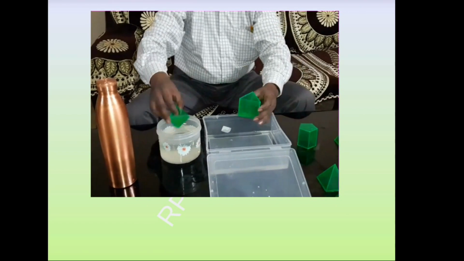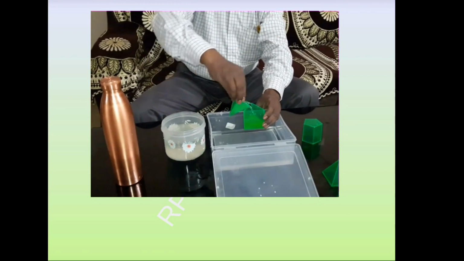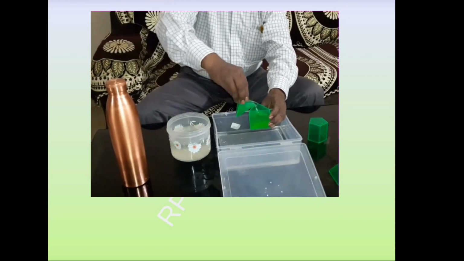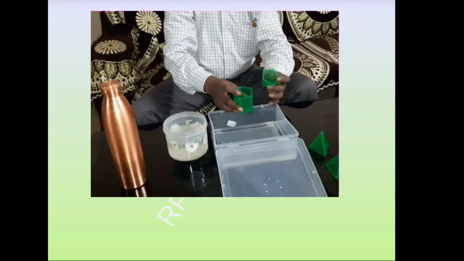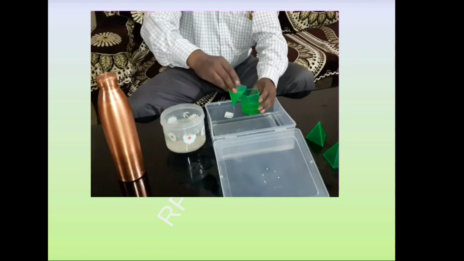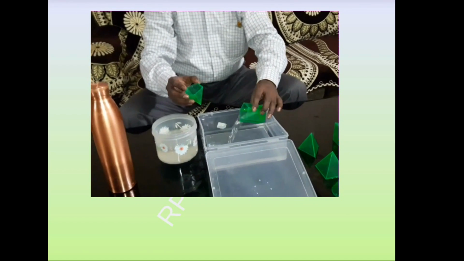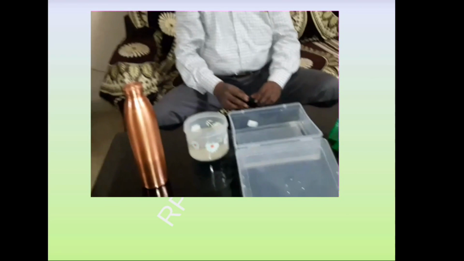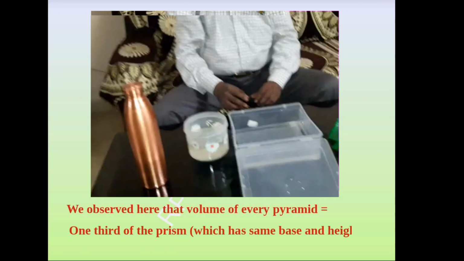Now, triangular prism and triangular pyramid. Now, observe carefully. 3 triangular pyramids full of water is equal to 1 triangular prism full of water. And finally, 1 pentagonal prism and pentagonal pyramid of the same base and height. Exactly, 3 pentagonal pyramids full of water is equal to 1 pentagonal prism full of water. Hence, we observed here that the volume of every pyramid of the same base and height as the prism is equal to 1/3 of the prism. Thank you.